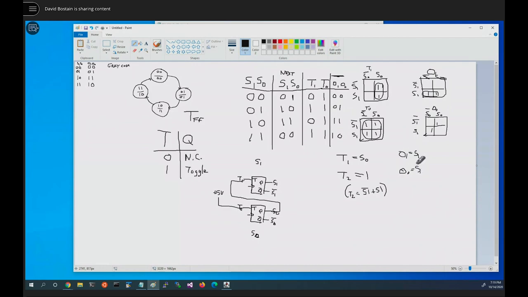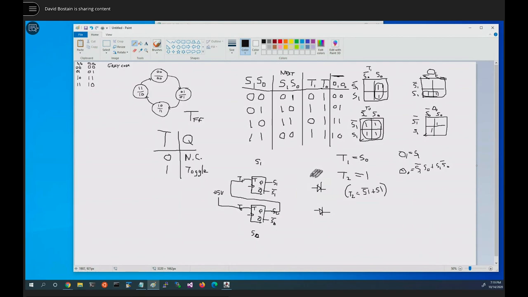And so it would be not S1, S0, or S1, not S0. So we can hook this up. Here's our outputs over here. Let's assume for a second that we're hooking them up to LEDs. I'll hook them in the wrong direction to make them turn on when there's a 1. And we assume we got transistors and stuff in here, but I know we don't.